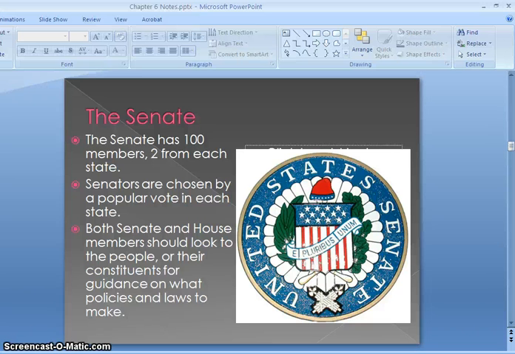Both Senate and House members should look to the people or their constituents, that's you, for guidance on what policies and laws to make. The way that you can get involved with your senator or your congressman is to send emails, send letters, petitions. All of those things give ideas to your senators or congressmen or women.